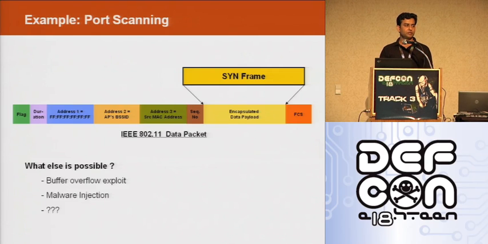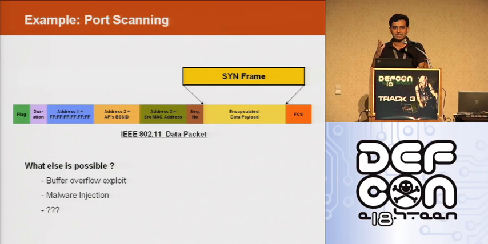One example could be port scanning. If I use a payload which is used for port scanning, then my packets will actually reach the victim, and the victim will respond to that packet, which means I can do port scanning and find out whether that Wi-Fi user is vulnerable or not, which can further be exploited.